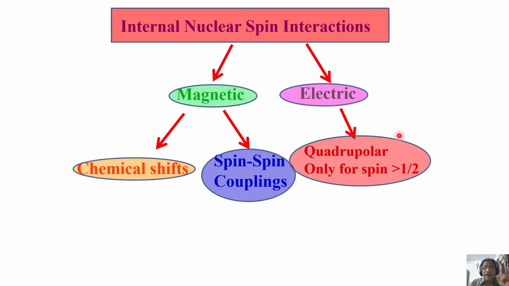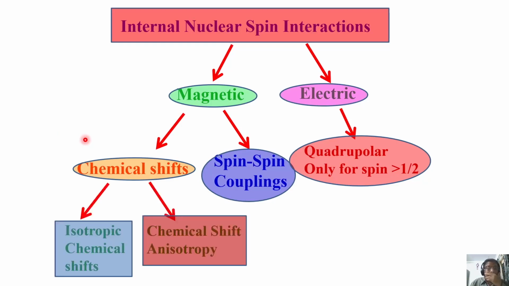Please remember, in the previous slide, I said 4 different types of internal interactions, out of which the quadrupolar coupling, coming because of the nuclear spin being greater than half, is an electric interaction. This is the only electric interaction. All other remaining 3 internal interactions which I mentioned are magnetic interactions.